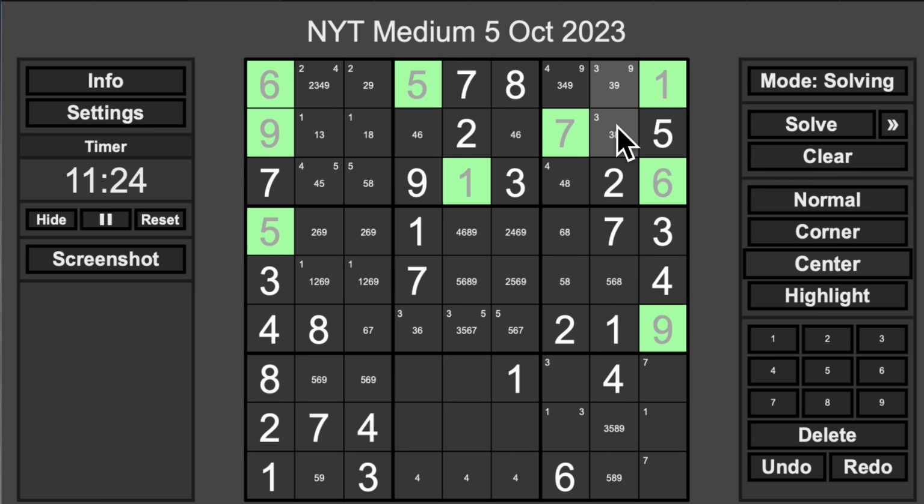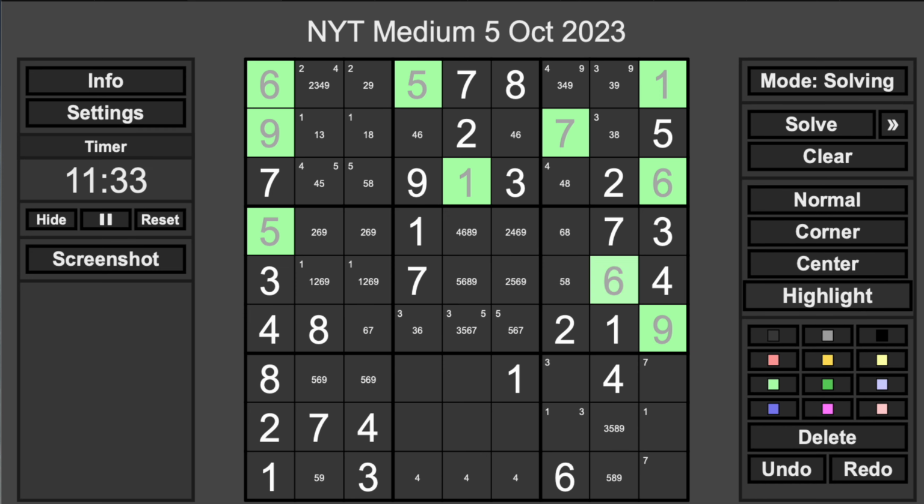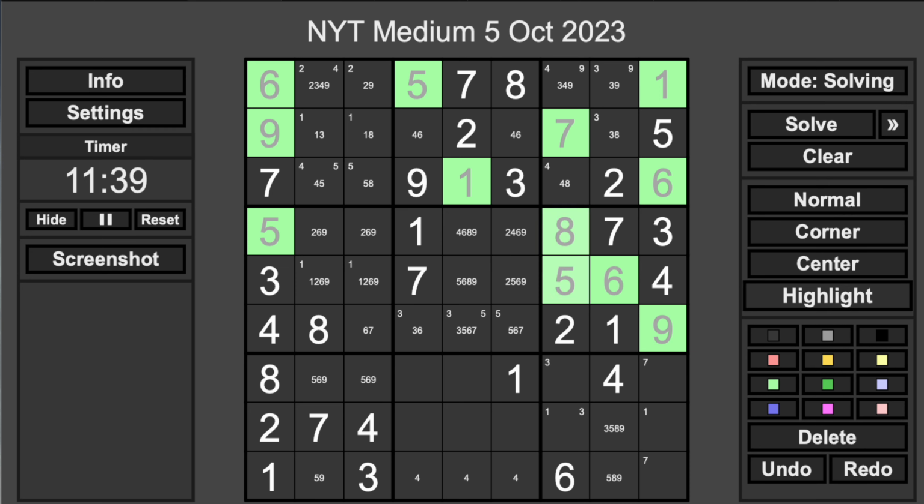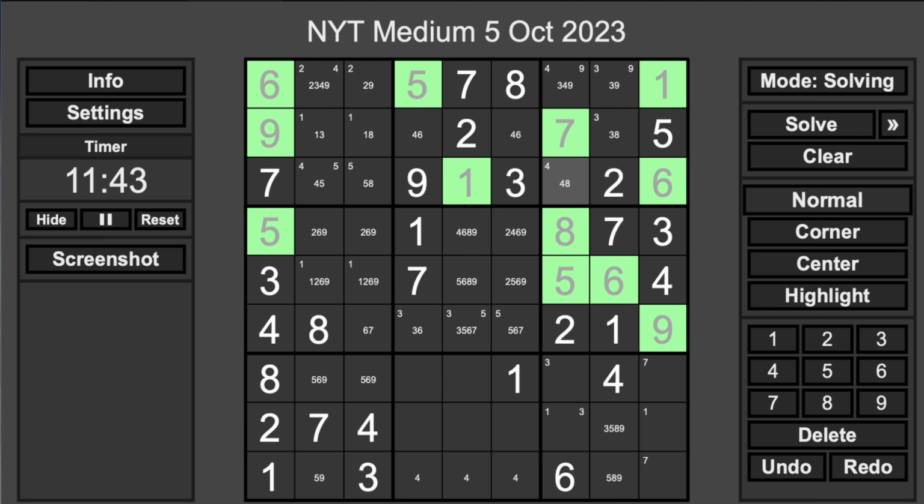Let's see, we determined these can't be 6. And these can't be 6 by box. That is 6. Here. Okay, that sorts out the rest of that box. That's 8, that's 5. It's the only way that works. And 8 tells me that's a 4. That's not 4. That's a 3, 9 pair looking at this cell, which turns into an 8.